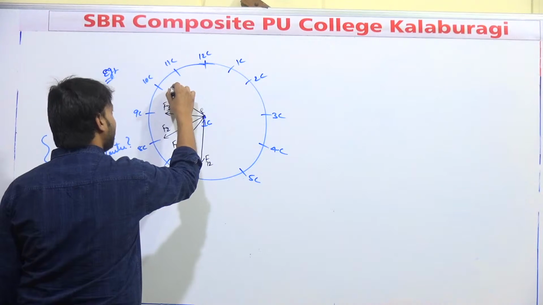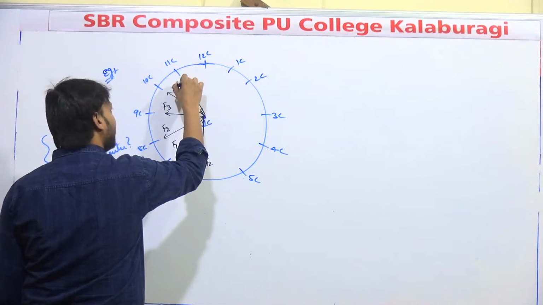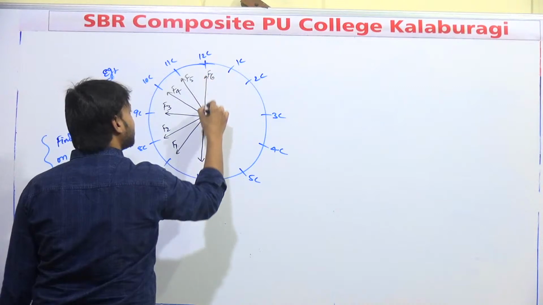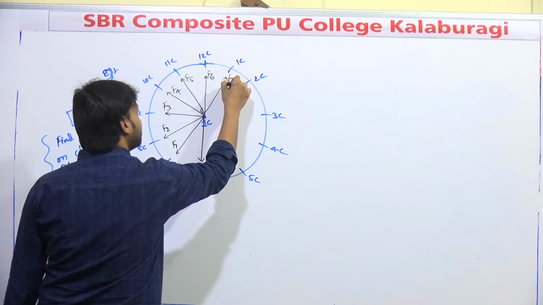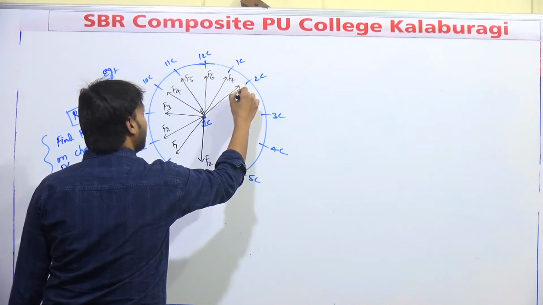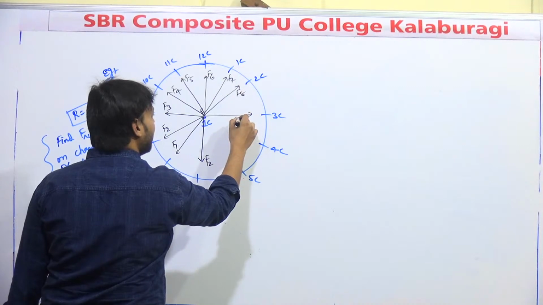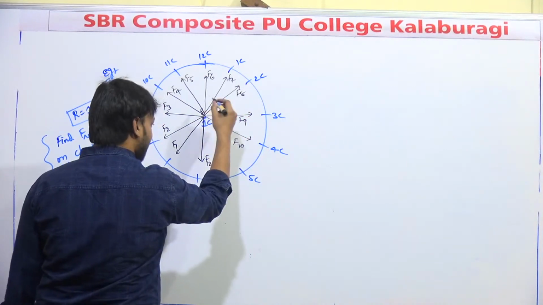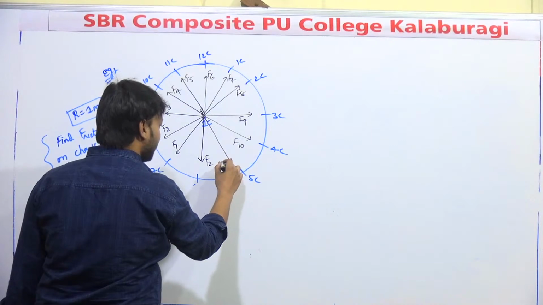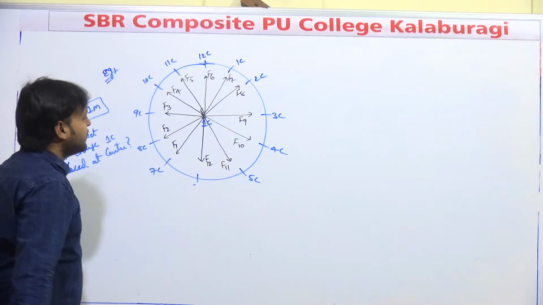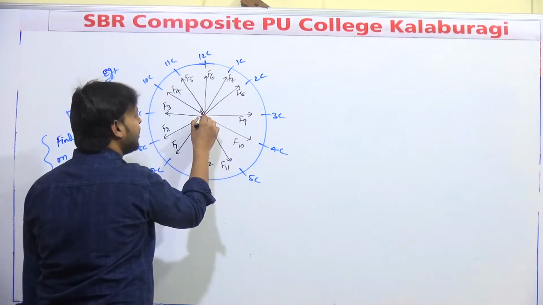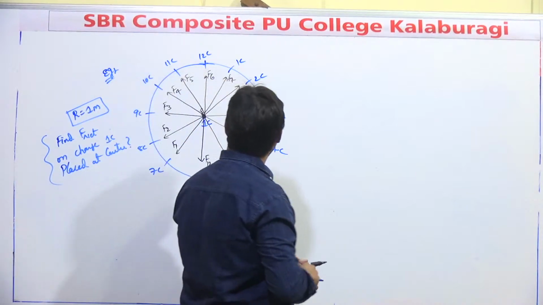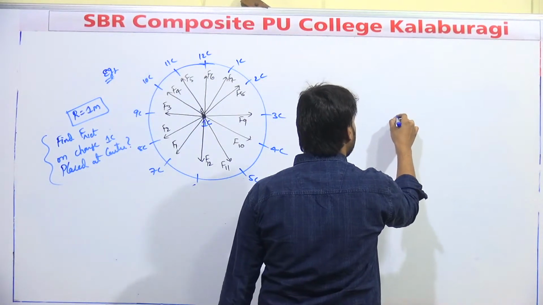Likewise, F4, F5, F6, F7, F8, F9, F10, and last F11, F12. So these are all the forces that are acting on the 1 coulomb charge, right? So now on the 1 coulomb, I will resolve the forces.